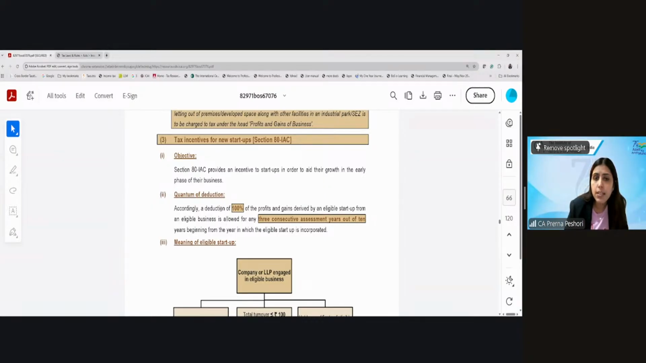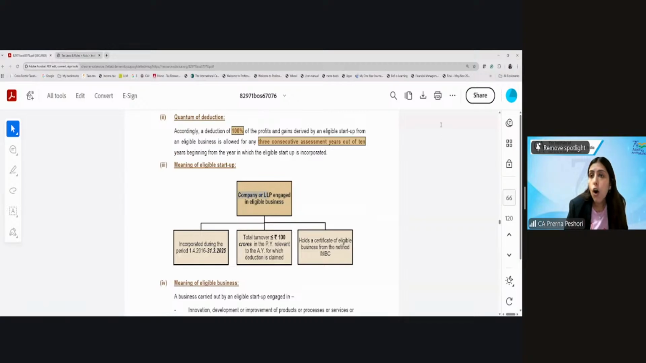The eligible startup includes a company or an LLP. Both are eligible. A company or LLP which is incorporated between 1/4/2016 and 31st March 2025. Right? Both are eligible. Remember this. For ATIA, we had only company as eligible. Here you have company as well as LLP.